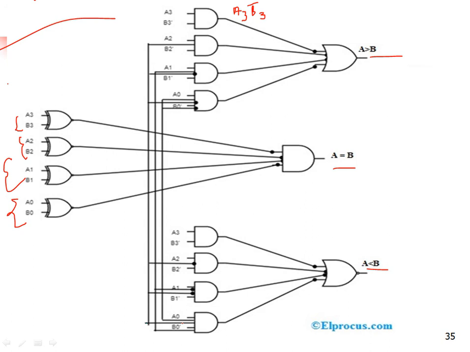I hope this video helps you to understand the n-bit comparator. Initially we started with a 1-bit comparator and went on to 1 to 4-bit comparators. Similarly, for 8 bits, or for 32 bits, or for n bits it can be done.